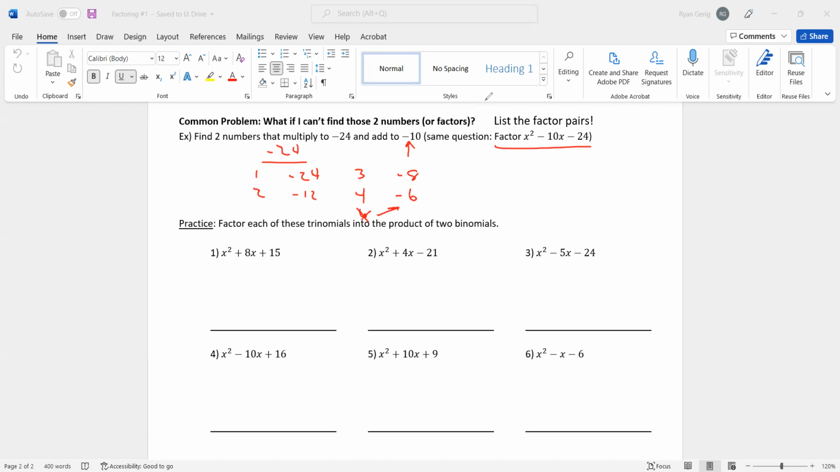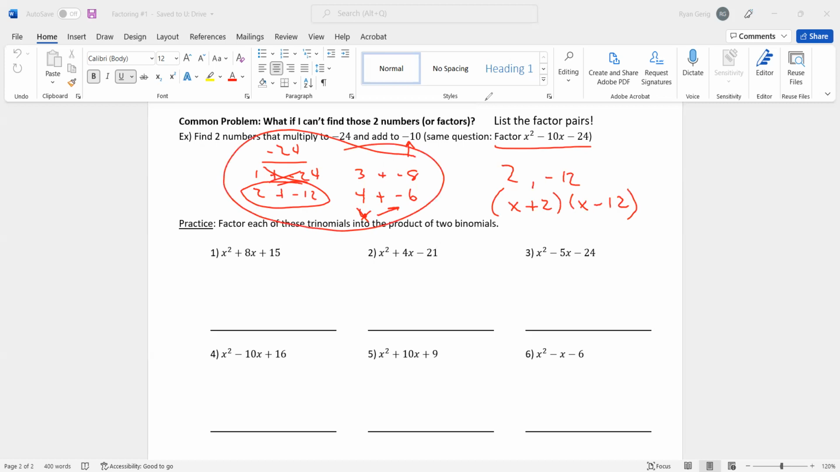Now you want to look for the pair that adds to -10. 1 plus -24 does not. 2 plus -12 is -10. There's my combo. Okay, so 2 and -12 would be my two numbers. So you'd write x plus 2, x minus 12. That is going to get you unstuck. Just sitting there trying to think of them will not get you unstuck very often.